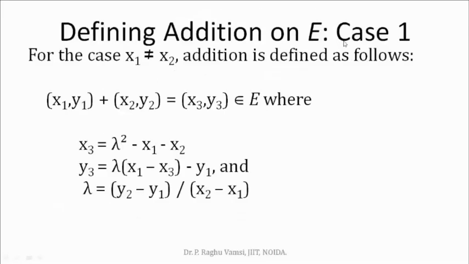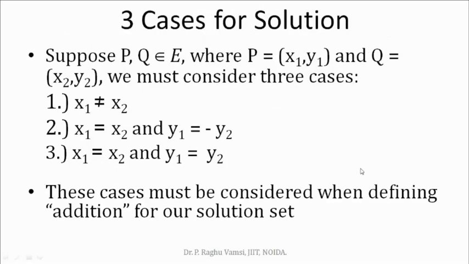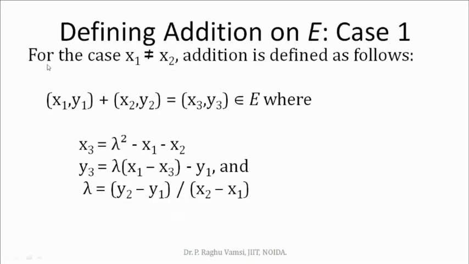Defining addition on the elliptic curve under case 1. What is case 1? x1 not equal to x2. So here the example is x1 not equal to x2. If x1 is not equal to x2, y1 and y2 can be the same. This is the thing here.